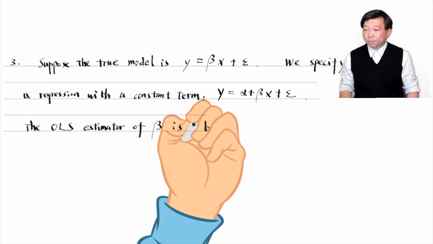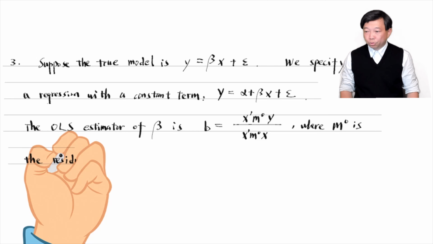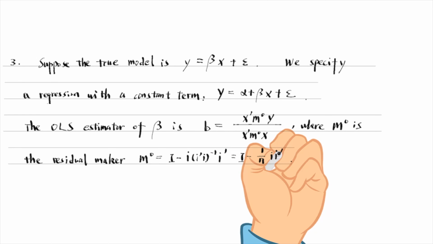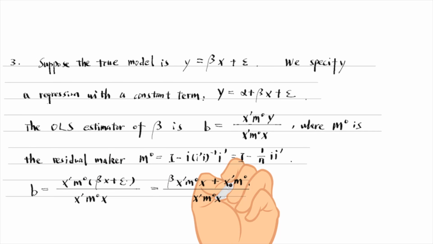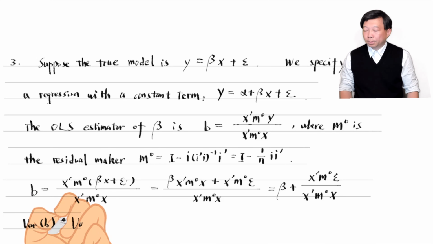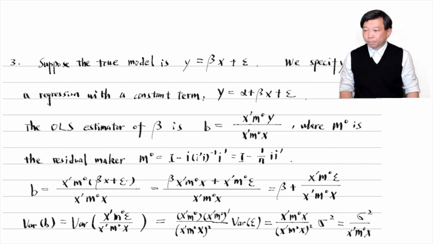We write b in terms of x, y, and m0. m0 is the residual maker for the constant term. Using algebra, we can show that the variance of b equals sigma squared divided by x prime times m0 times x. Sigma squared is the variance of the error term.